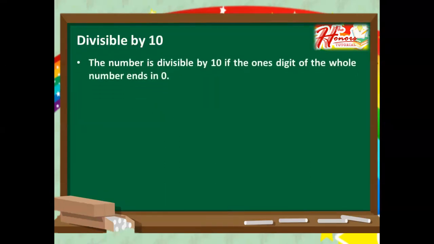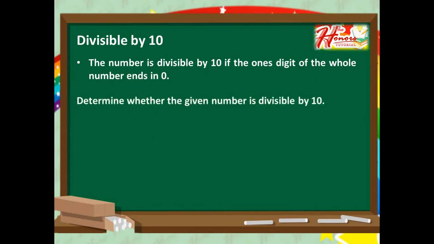Let us have divisible by 10. The number is divisible by 10 if the ones digit of the whole number ends in 0. Let's start. Determine whether the given number is divisible by 10. Number 1, 400. What is the last digit of 400? That is 0, correct. Is it divisible by 10? Yes, it is because the last digit of 400 is 0.